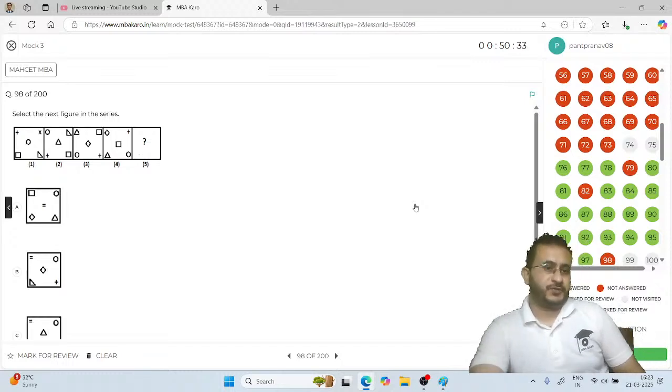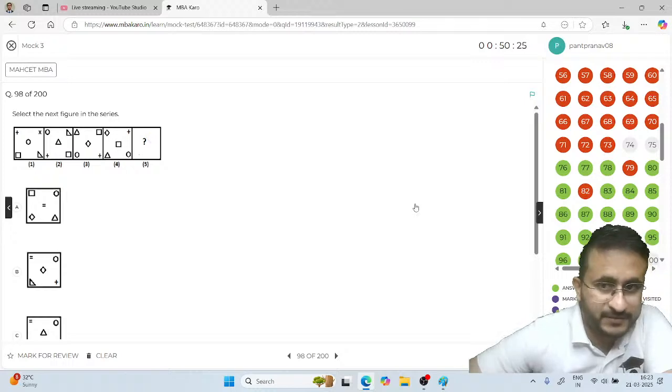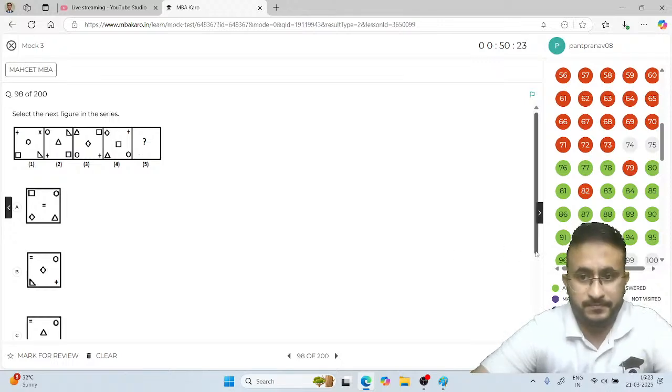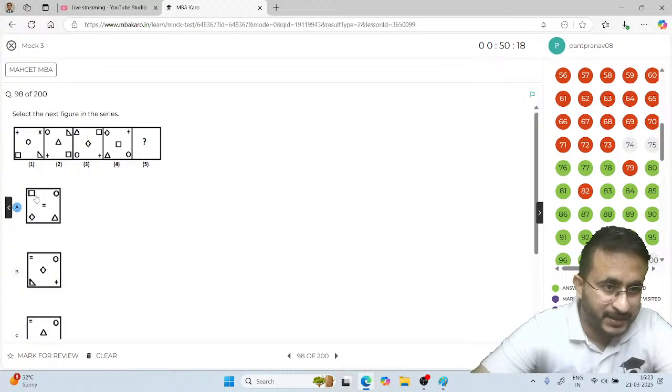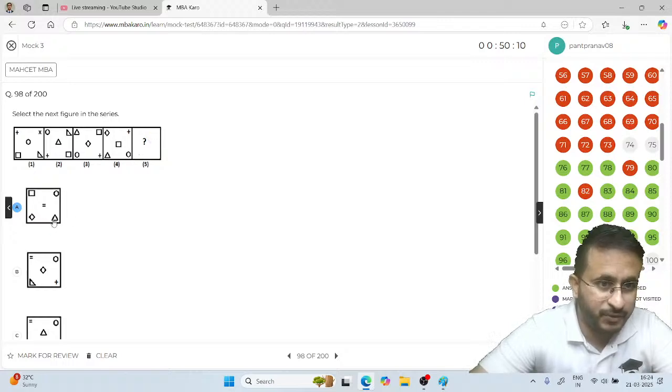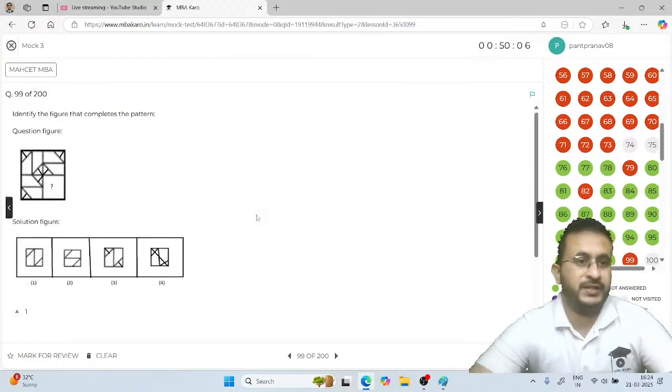Next figure, so we have the circle going up, triangle going up, is going up. So square should be on the top left. Okay. Then next, if we see the plus sign is going to the right hand side, O is going to the triangle should be in the bottom right. So two of the elements are matching. So we can go with that.